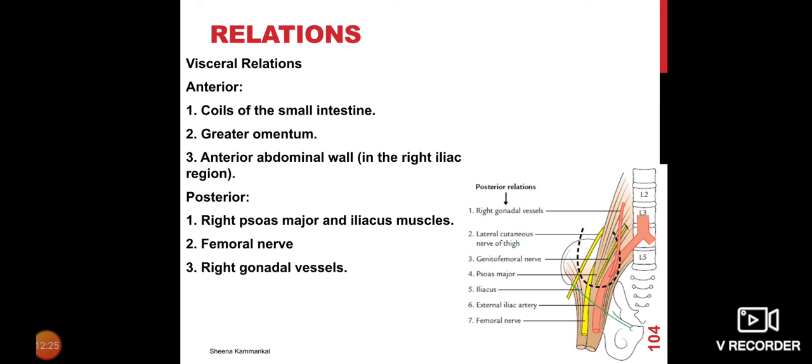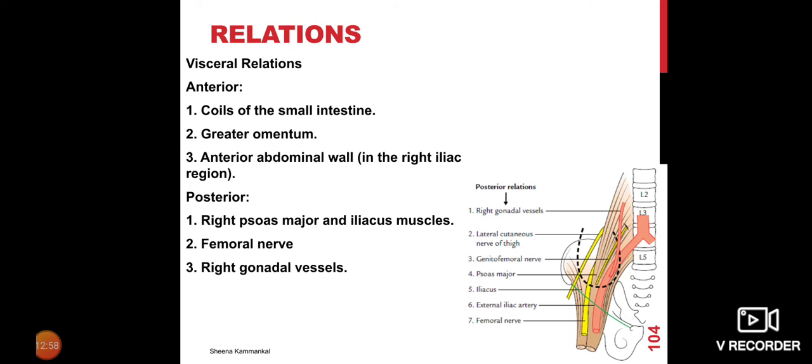Posteriorly, the right psoas major muscle and iliacus muscle. Then on the junction between iliacus and psoas major, femoral nerve is present. So femoral nerve, then right gonadal vessels. If it is male, you can see testicular; if in females, you can see ovarian vessels. So right side gonadal vessels are present posterior to the cecum.